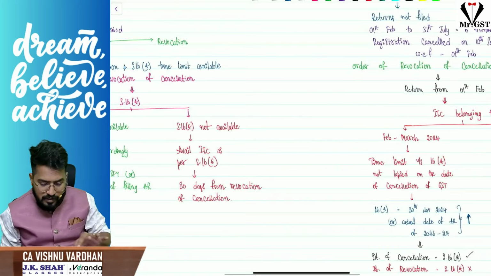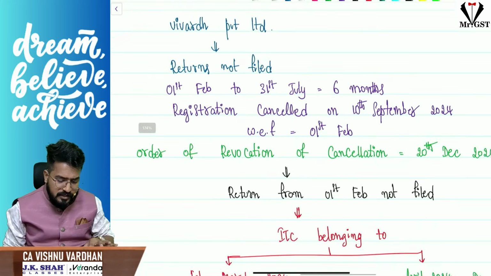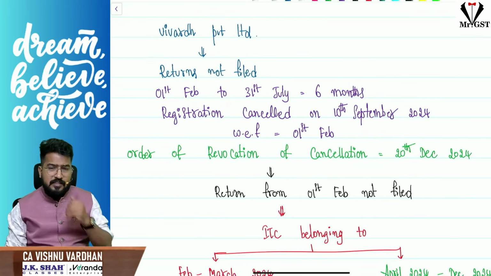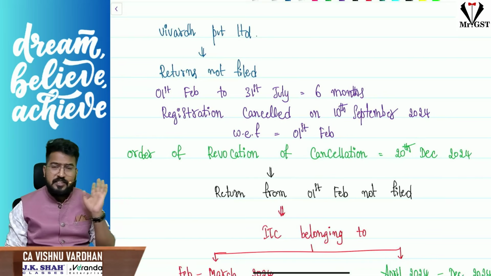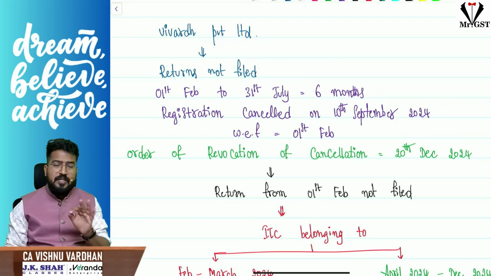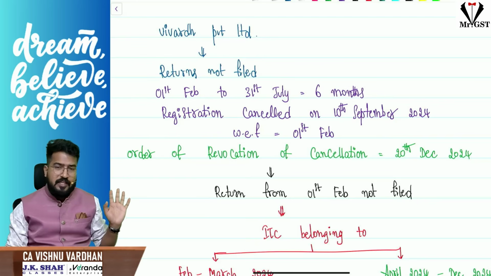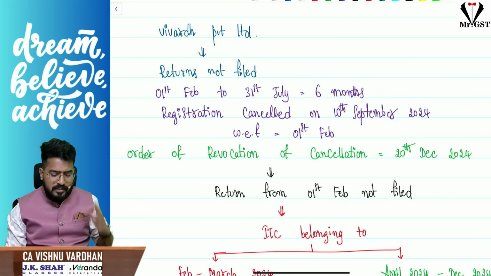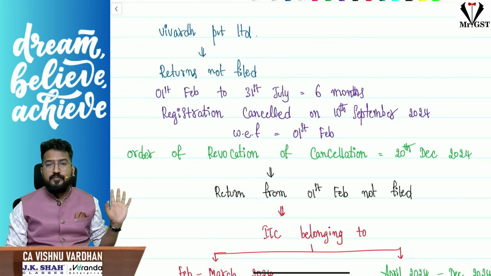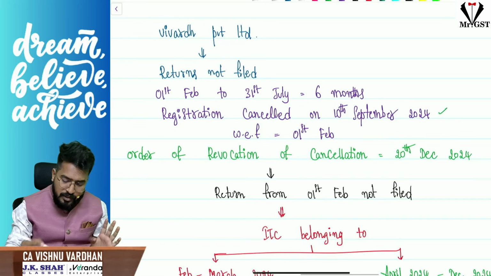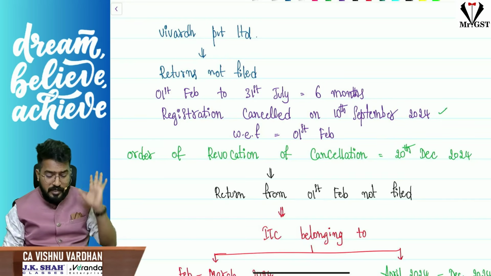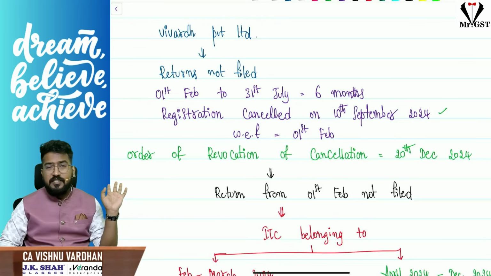See, for example, I'll tell you, there is a company, Vivar Private Limited. They are not filing their returns continuously for 6 months, because of that the registration is cancelled. From 1st Feb 2024 to 31st July 2024, 6 months continuously they did not file the return. So they got the notice, all that stuff, and registration was finally cancelled on 10th September 2024, with retrospective effect from 1st Feb 2024 itself.